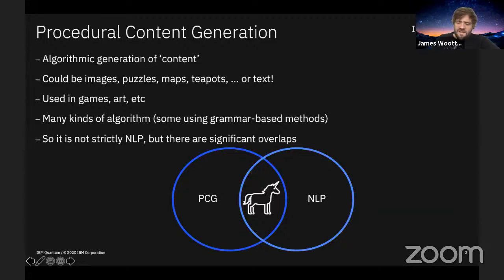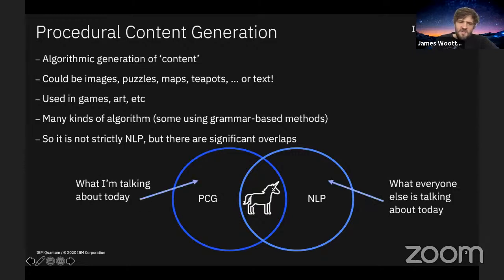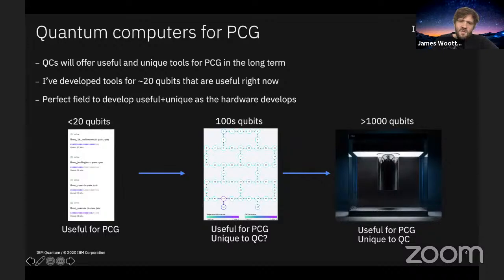So yeah, I think it'll be interesting and fruitful to look at some of the overlaps between procedural generation and natural language processing. However, admittedly, what I'm talking about today is some of the things I've done in procedural generation that do not overlap with natural language processing. And I think what everyone else is talking about today is probably natural language processing that doesn't overlap with procedural generation. But nevertheless, I think it's a step towards doing something interesting in the overlap. So I'm going to talk about some of the things that I've already done, and to put that in some context, it's good to have an idea of where quantum computation is at the moment.